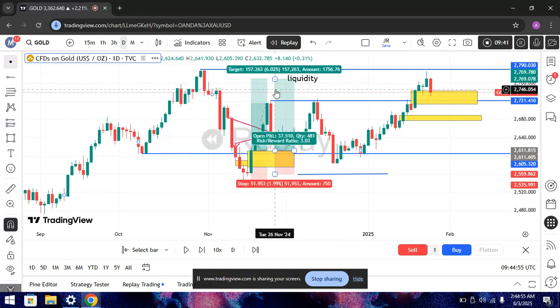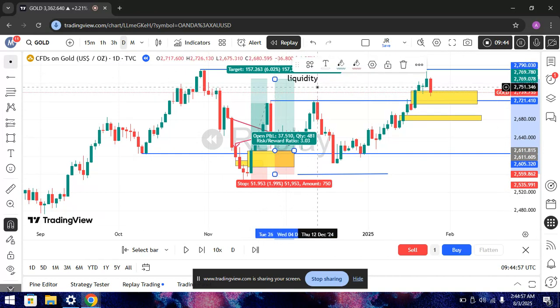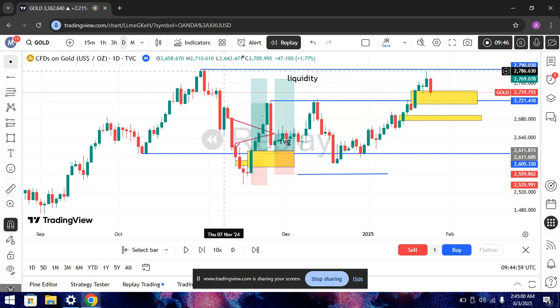If I go beyond, that's 3 to 1. But the target was this high there. So now we want to wait for us to break this high. And again, which means I would have entered from this level.